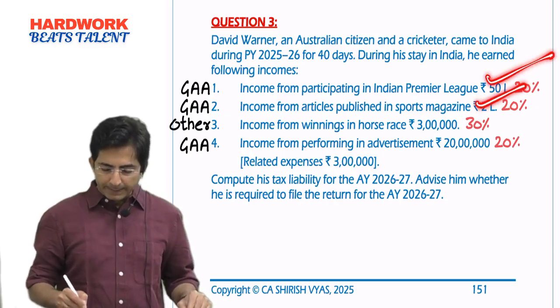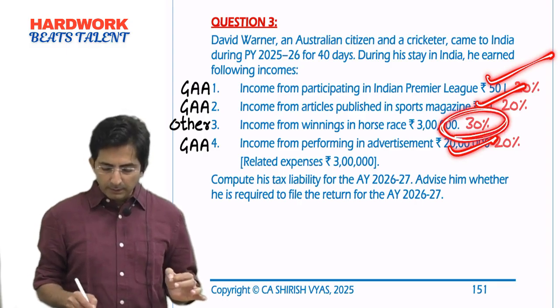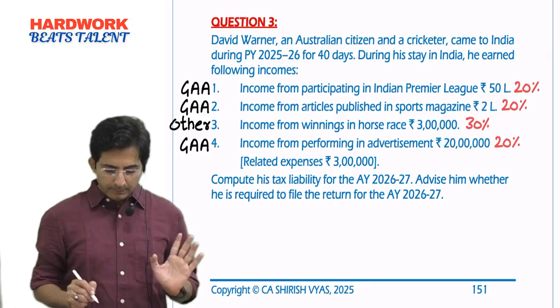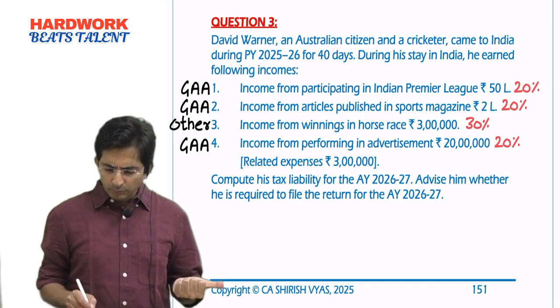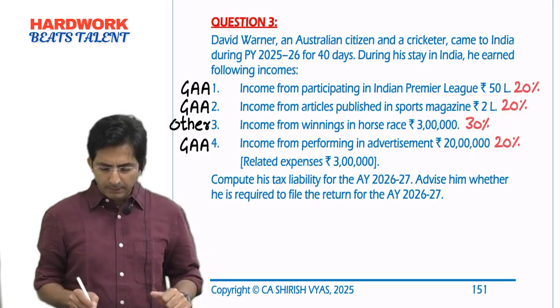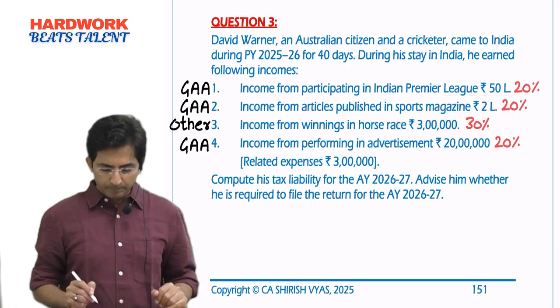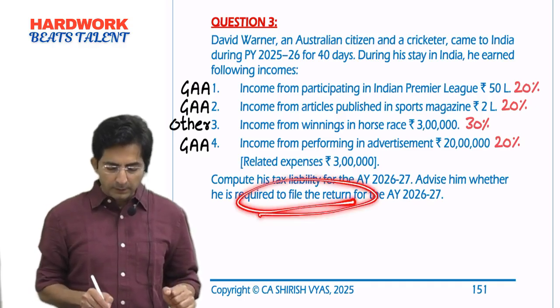In short, see, in the question there were 4 incomes. First, second and fourth income were GA, and third income was some other income. Now what they are asking, calculate the tax. It's simple. On first point, second point and fourth point you will apply 20%. Winnings you will apply 30%. And then they are asking one more thing: advise whether he is required to file the return.